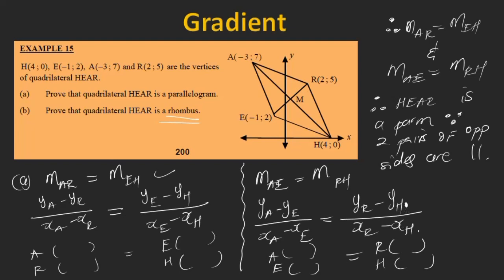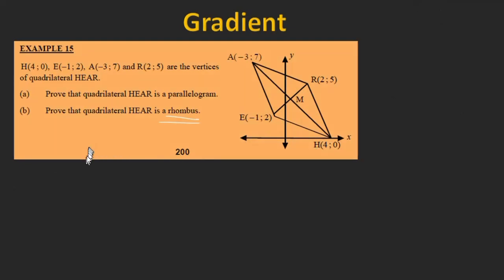And then to question B. Now, please make sure you do this one, guys. Please make sure you get it right. This question is right. I know it's right. I've done it before in my class. So please make sure you do it. The next part would say for question B. Question B will say, prove that quadrilateral HEAR is a rhombus.